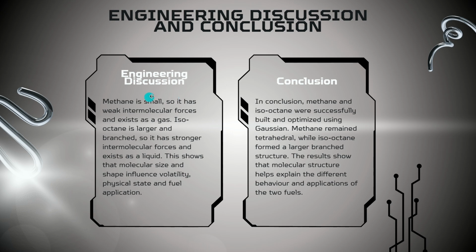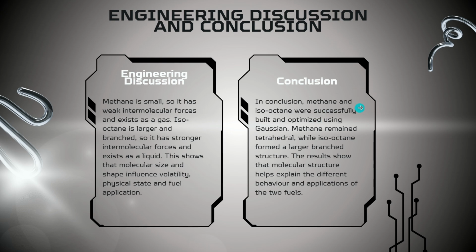For the discussion, we found that methane is small, so it will have weak intermolecular forces and exist as a gas, while iso-octane is larger and branched, so it will have stronger intermolecular forces and exist as a liquid. This shows that molecular size and shape will influence volatility, physical state, and also fuel application.